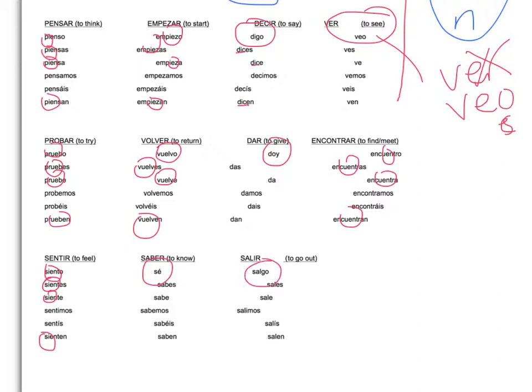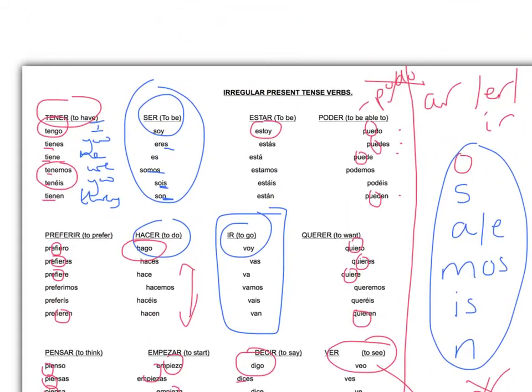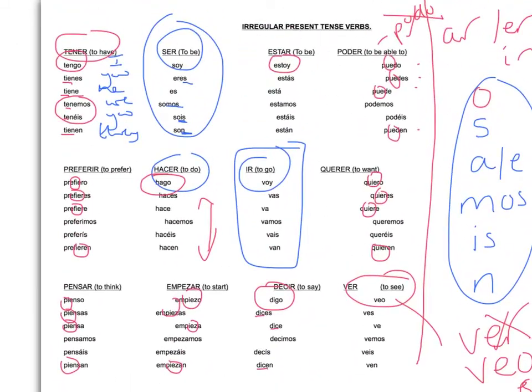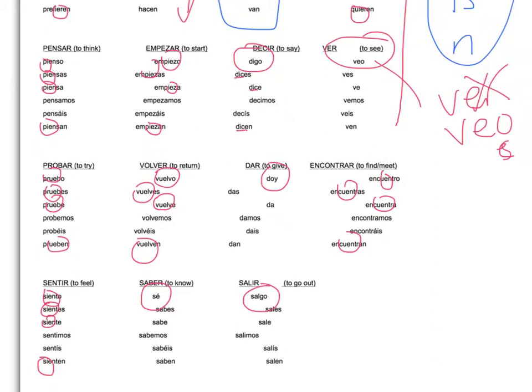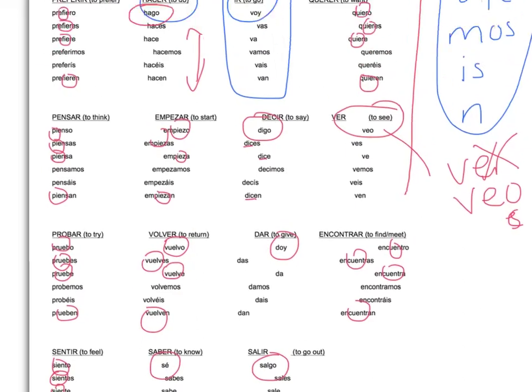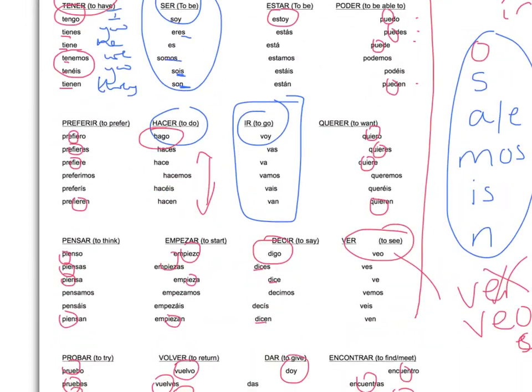So you can see, if you actually take a look at the whole sheet now, that there's two that are completely random, ser and ir. Quite a few where it's just the first person, so it's estar, you can see here, it's just the first one. Hacer, just the first person. Decir, just the first person. Dar, just the first person. Saber and salir, just the first person. And the rest of them really pretty much fit into the category of having a slight spelling change. So there's not that much to learn.